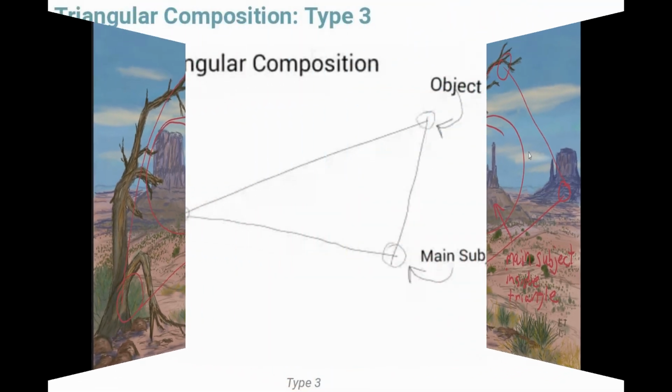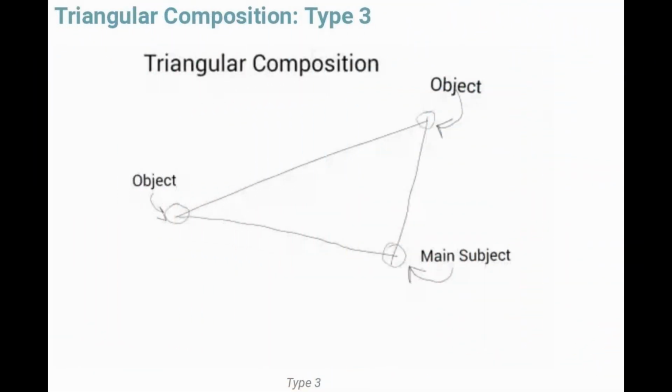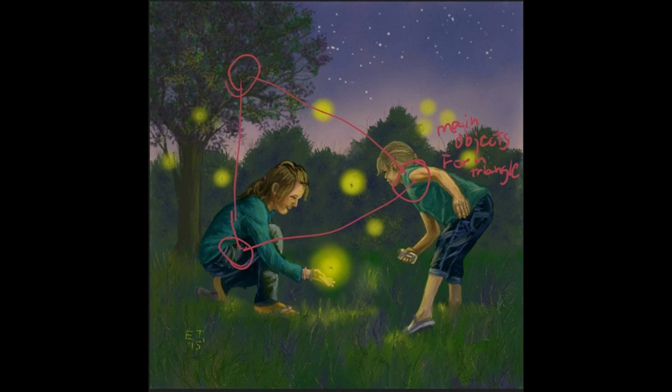Now the last type of triangular composition is where the objects and the main subject form a triangle. So in this one, I have an example here of the little girls catching the fireflies, and they form a triangle with the tree that's behind them, and these are all main objects and main subjects, and they form a little bit of a triangle there.